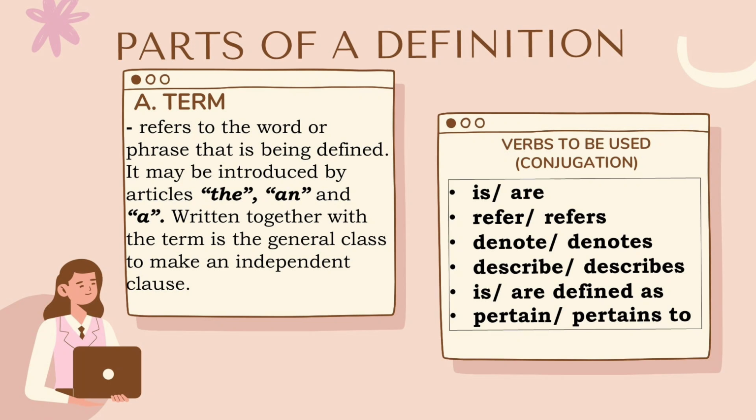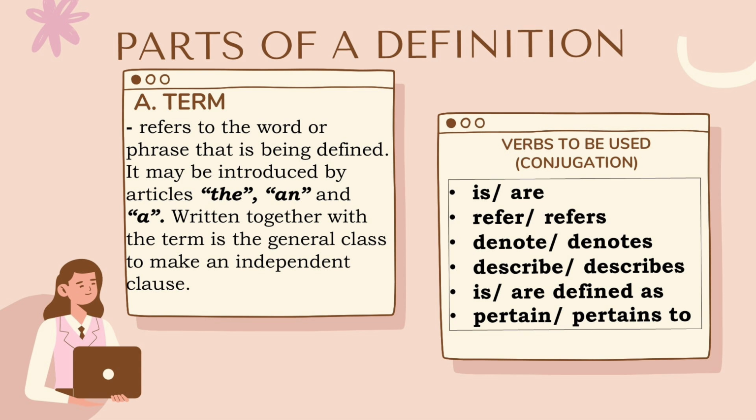So let's discuss each part of a definition. The first one is the term. It refers to the word or phrase that is being defined. It may be introduced by the articles the, an, and a. Written together with the term is the general class to make an independent clause. So if you use pattern 1, wherein we have the term first, followed by the class, then lastly the differentiating characteristics. In writing a definition, the term is the subject of your sentence, and the verb to be used should agree with it.